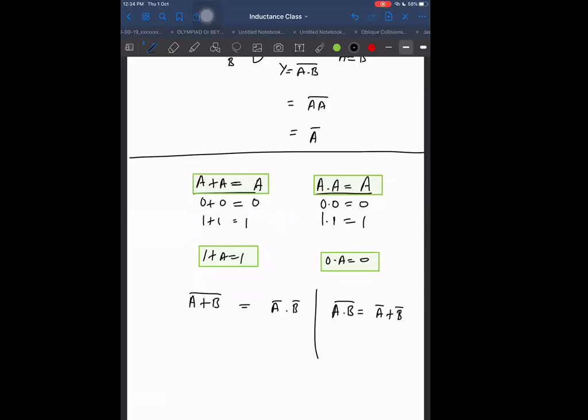There's a simple way to remember this. De Morgan's. Papa, Mama is in the gym and exercising.